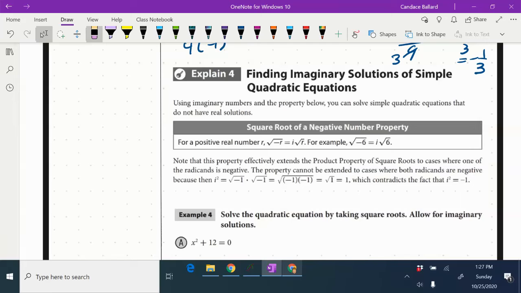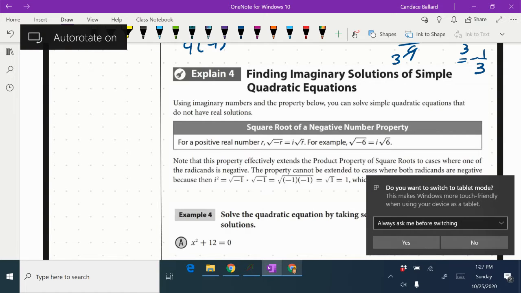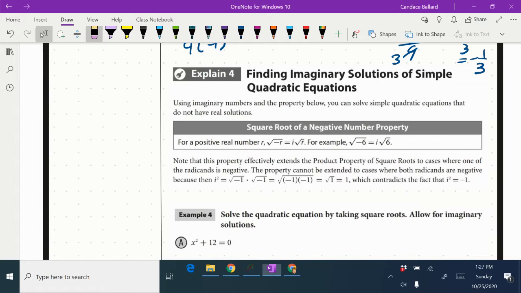We're going to finish up topic 4.3 with explain 4. We're going to be finding imaginary solutions of simple quadratic equations. So using imaginary numbers and the property below, you can solve simple quadratic equations that do not have real solutions. So for example, they give us a negative square root of 6.